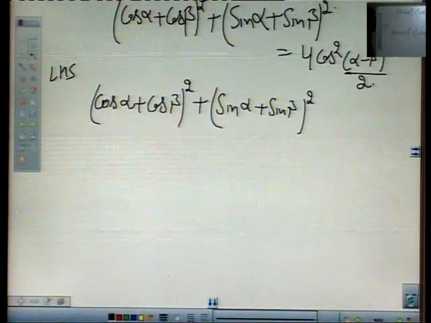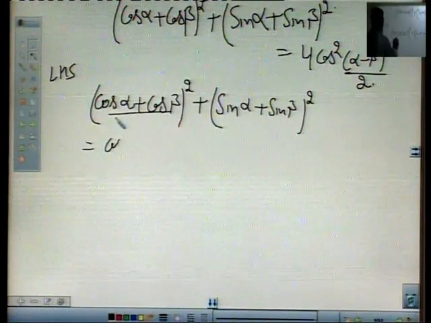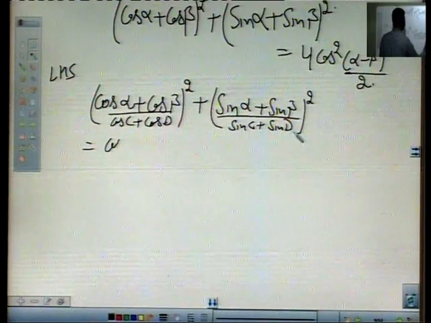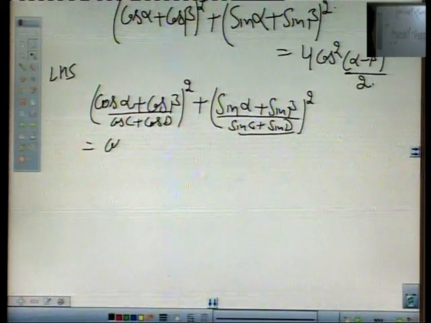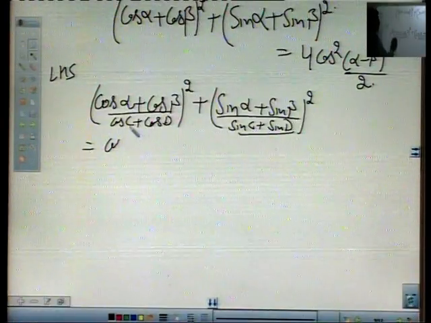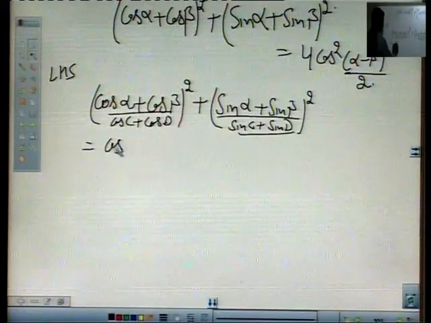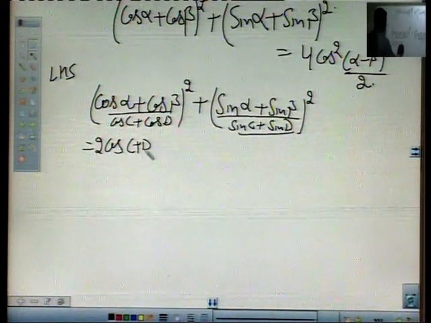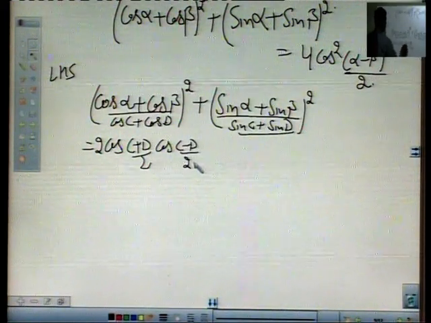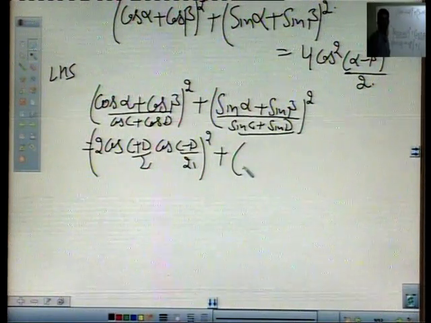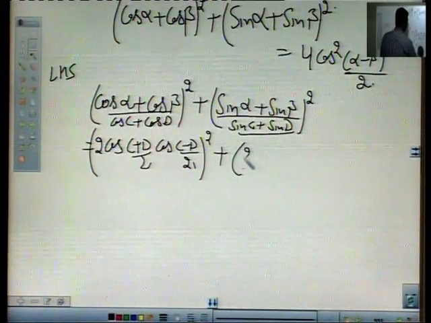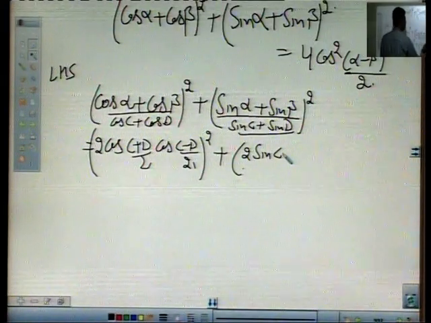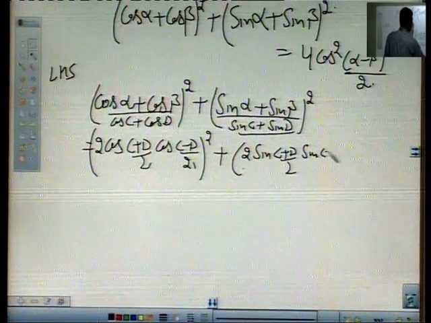Now we know that this is simply cos C plus cos D, and this is sin C plus sin D. So cos C plus cos D is actually two times cos of C plus D by 2 cos of C minus D by 2, whole square, plus sine C plus sine D, which is 2 sine of C plus D by 2 cos of C minus D by 2.